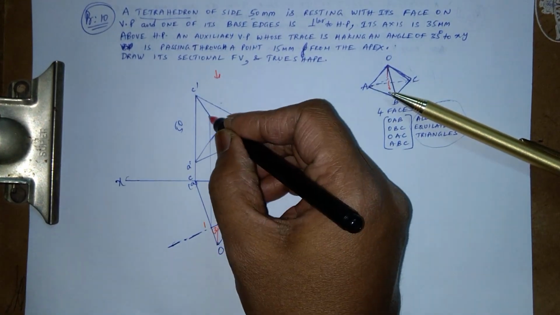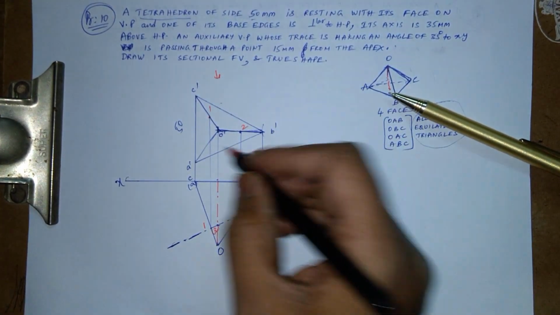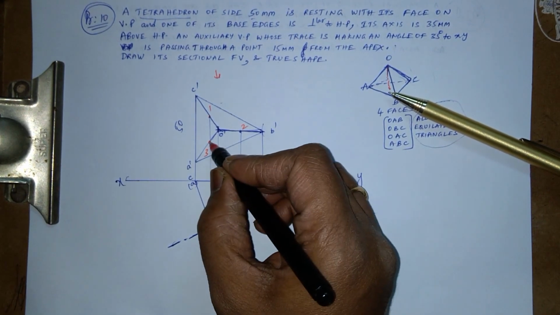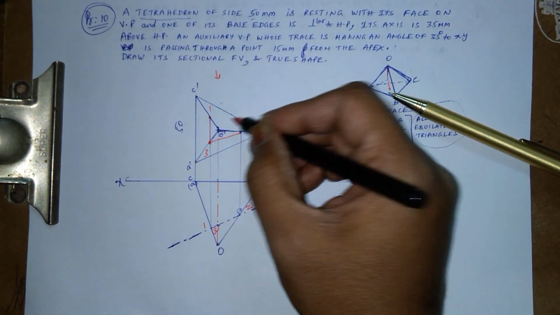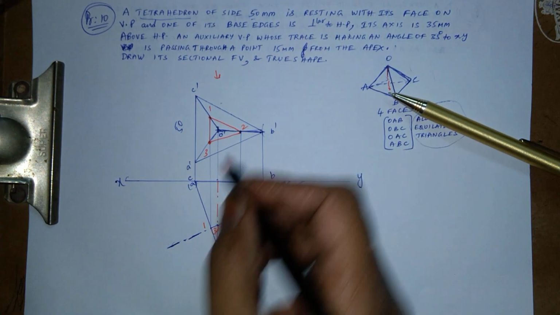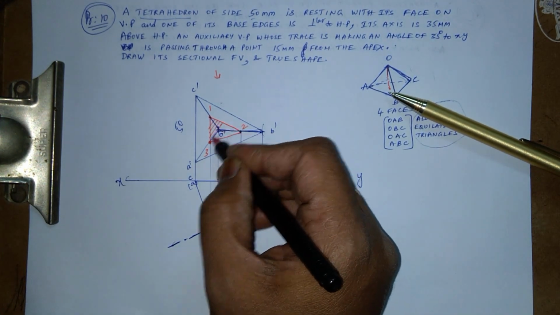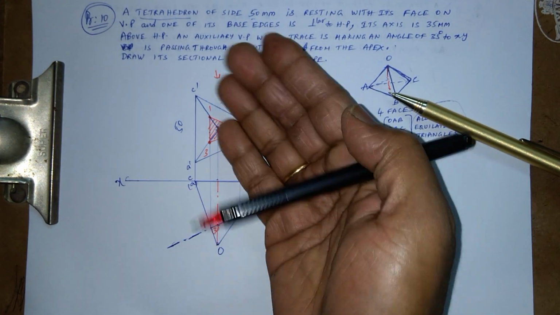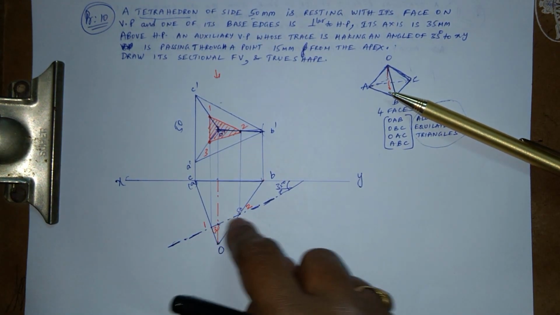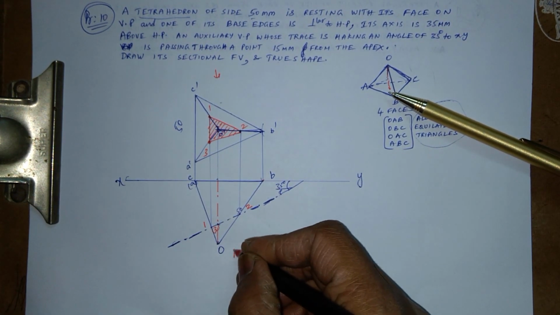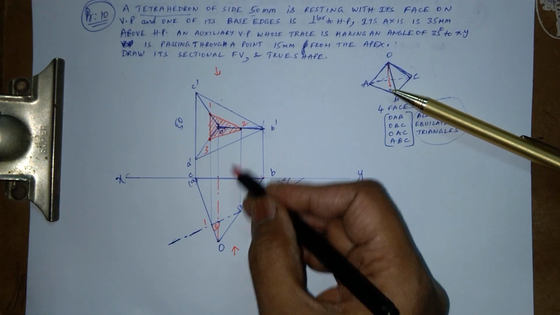So this is my point 1 and this is my point 3. So I'll just join these points to get my sectional front view. This is the section, the part removed. So wherever I'm removing the part, this part is removed. This is my observer sitting here and seeing. So this part is removed.